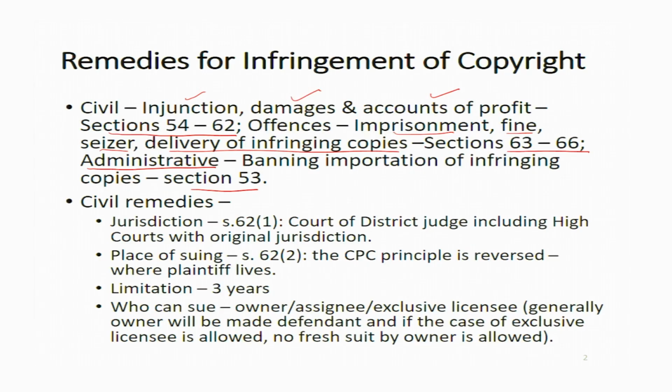But the place of suing principle has been reversed in intellectual property laws. In the Copyright Act, section 62 subsection 2 says that the infringement suit will be filed at a place where the plaintiff lives or works for gain. So, therefore, the place of suing principle has been reversed, keep in mind.